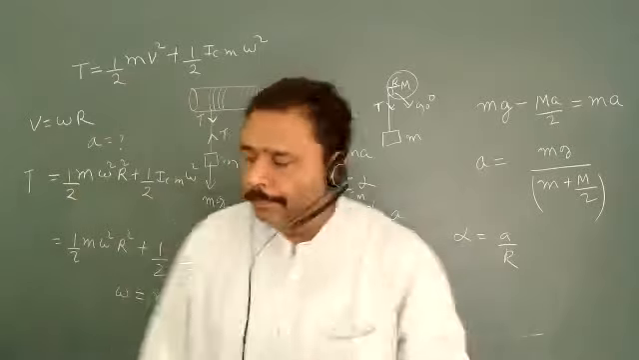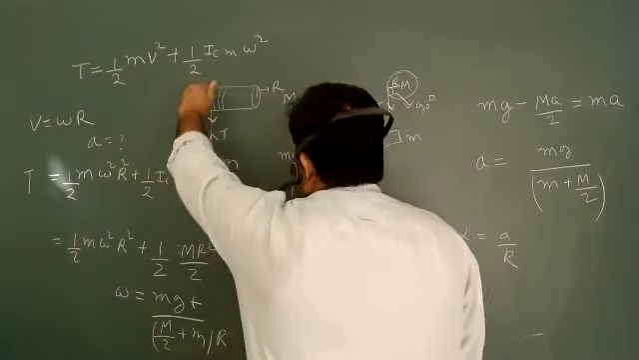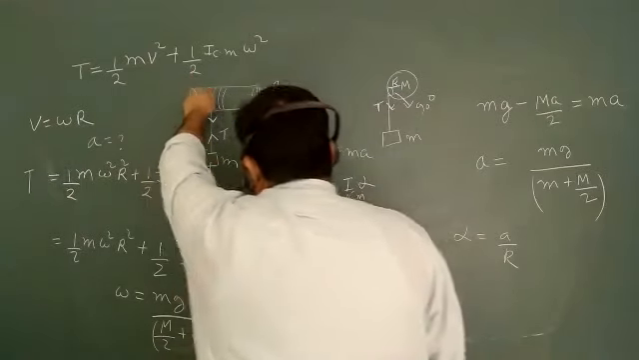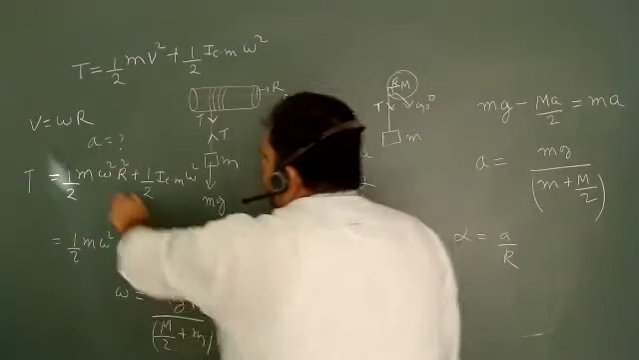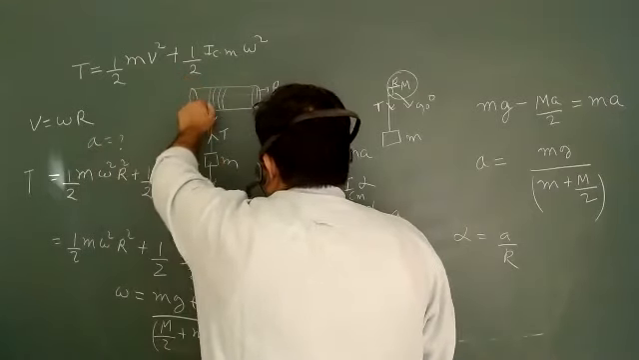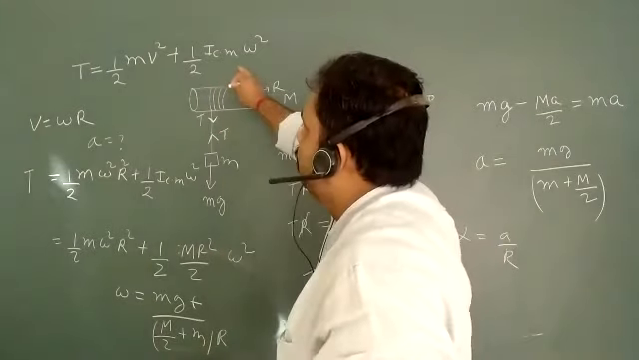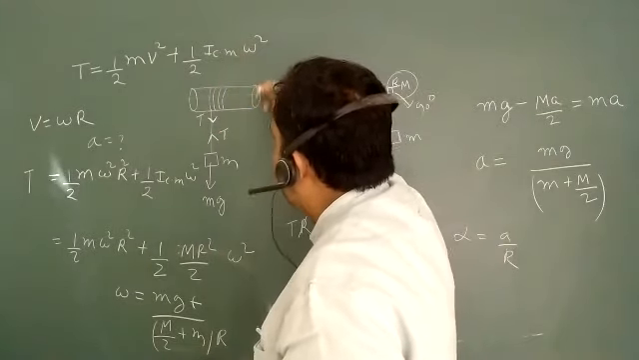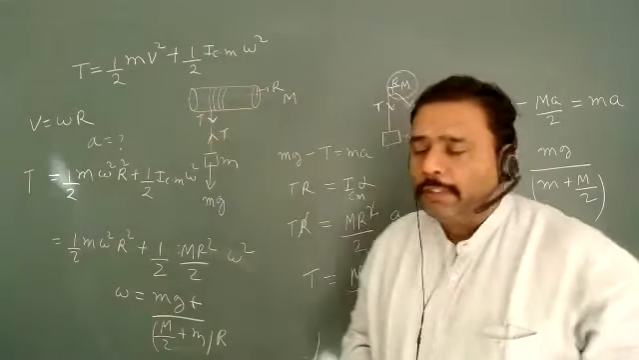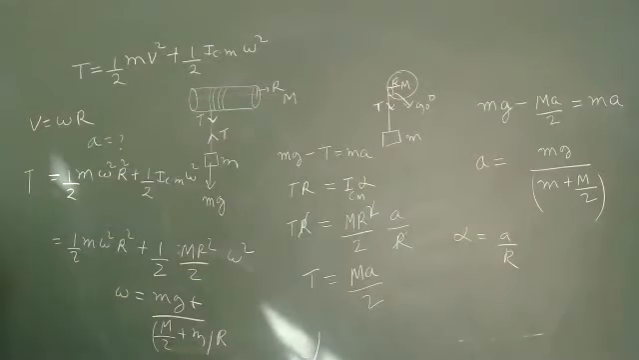So you can see the effect of torque will give you extra kinetic energy. If it does not roll and the string just slips down, then only this part will be there, half m v square. Since it is rolling, it will come faster towards the earth. So we have this extra rotation. This rotation of the cylinder will give extra kinetic energy to this particular mass. And so this is the kinetic energy of the whole system.